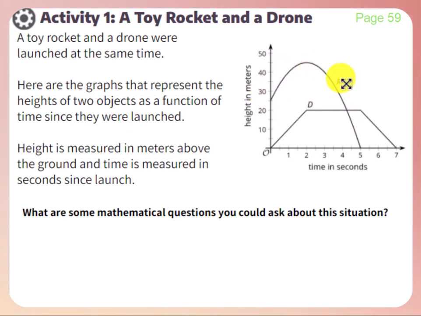Now I'm looking at the R, so I'm thinking that this is the rocket and D is the drone. Okay, so the rocket's going to start at about 25 meters. The drone is going to start at 0. It looks like the rocket goes up, it hits a maximum at 45, and then it starts going back down again. Okay, the drone starts at 0. It increases until about 2 seconds, and then it hovers at the same distance above the ground until 5 seconds, and then it starts dropping back down.